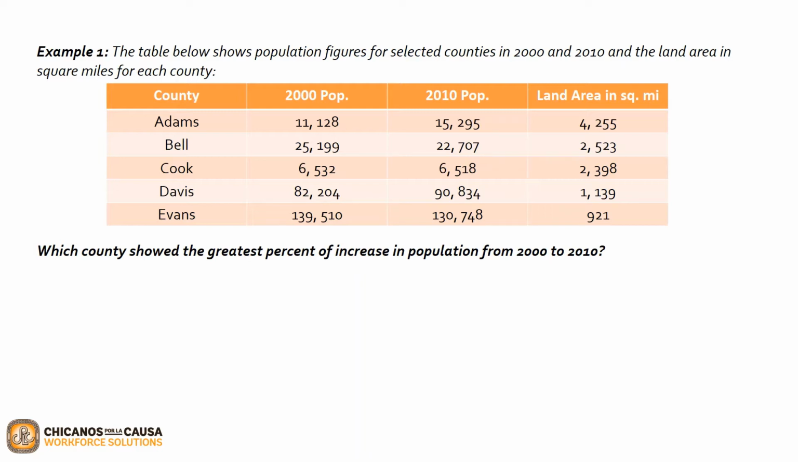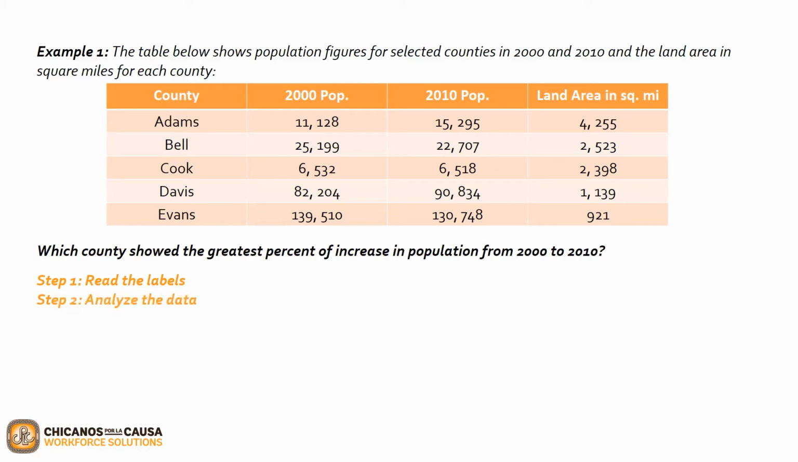So let's start with step 1 of our tables and read the labels. So you can see that each column, or vertical line of information, is labeled. We have county, 2000 population, 2010 population, and land area in square miles. However, for the purpose of the question we are trying to answer, we don't need the last column relating to square miles.